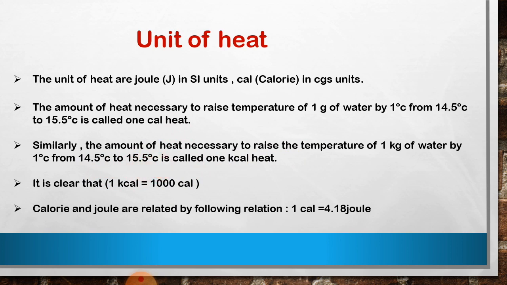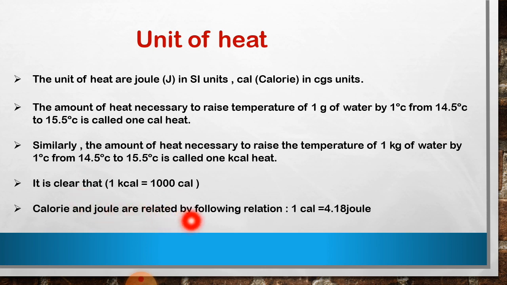Therefore it is essential to define a specific temperature range while defining the unit of heat. अब अगर यही टेम्परेचर हम लेते हैं तो क्या मिलता है हमको? आंसर जो है वो एक्यूरेट मिलता है. We will get an accurate answer. So what answer will we get? That calorie and joule are related by the following relation. 1 calorie is equal to 4.18 joule. So 1 calorie जो है it is equal to what? 4.18 joule. Yes.